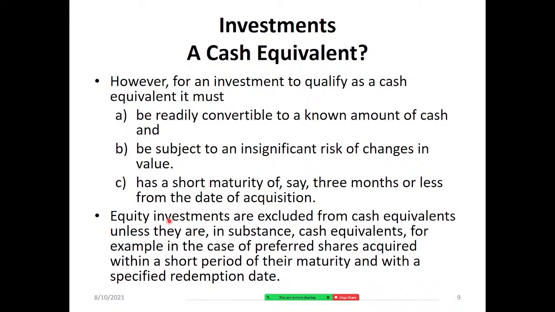Equity investments are excluded from cash equivalents. Normally, investment in equity shares will not be considered cash equivalents unless they are in substance cash equivalents. For example, preferred shares acquired within a short period of maturity and with a specified redemption date. In the case of preference shares, normally it has a maturity date, in the absence of perpetual preference shares. So if the maturity date is in the very near future, meaning less than 3 months, we can consider that investment in preference shares as a cash equivalent.